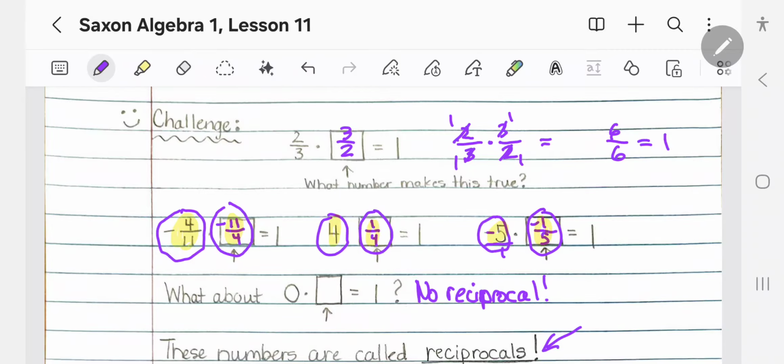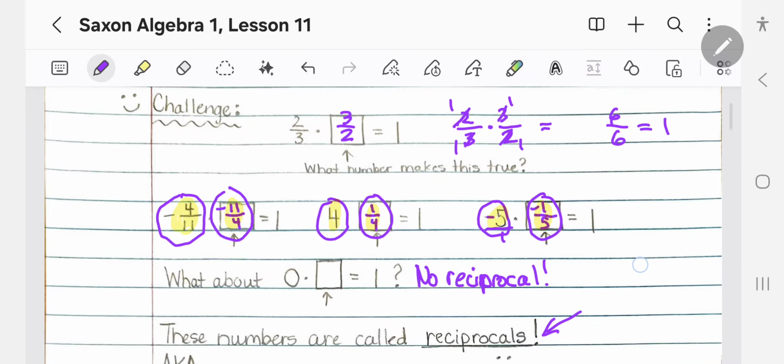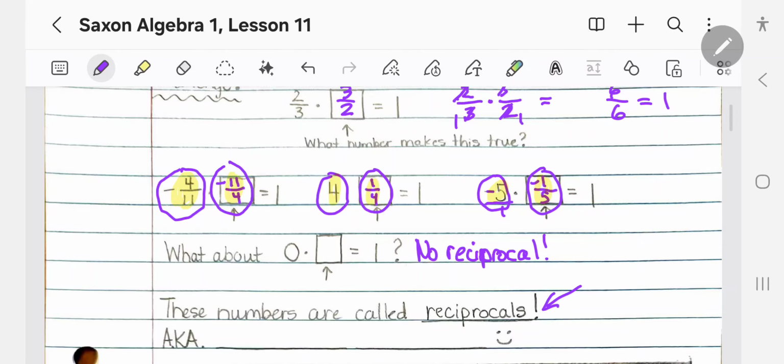Okay, 0 does not have a reciprocal. It's the only real number that does not have a reciprocal. Now there's another name for reciprocal that the book gives you. It's a fun one to say. And it's multiplicative inverses. These numbers are called reciprocals, also known as multiplicative inverses.